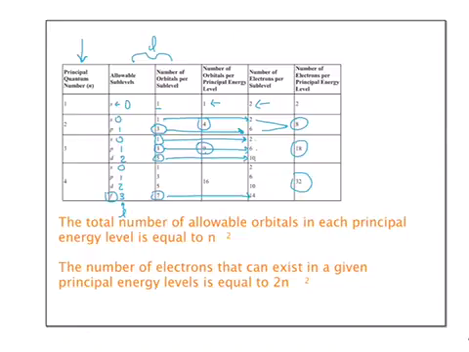The total number of allowable orbitals in each principal energy level is equal to n squared. And so you can see that when n is 1, 1 squared gives us 1, and that's 1 possible orbital. In our second energy level, n squared is 4, and that's where we get this 4 from, and so on down the line. Then the number of electrons that can exist in a given principal energy level is equal to 2n squared, if you don't want to go through and do all these math components.